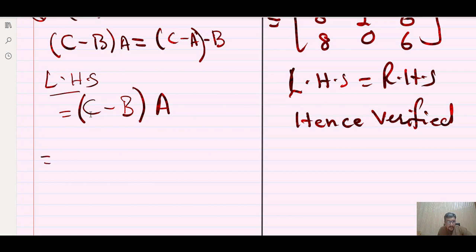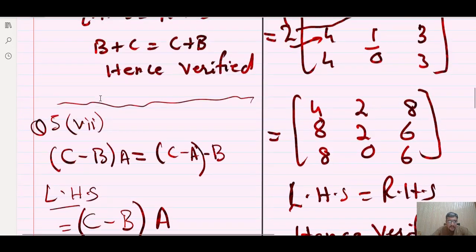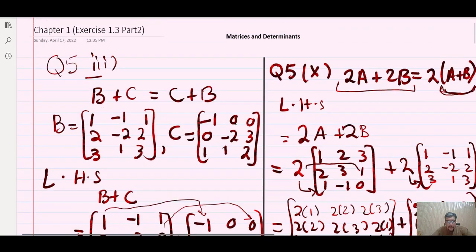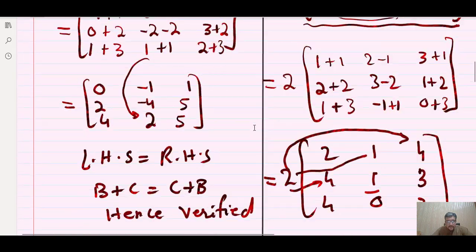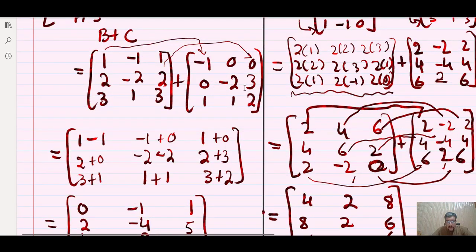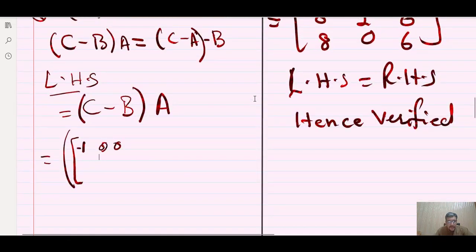So when we solve this, the matrix which is given for C is written here: first row is minus 1 0 0. Then it is given 0 minus 2 3, and then 0 1 2. We have to subtract this from B matrix.